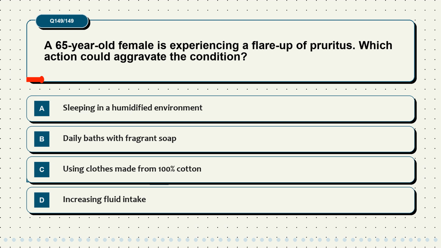Question 149. A 65-year-old female is experiencing a flare-up of pruritus. Which action could aggravate the condition? Here are the options. Option A. Sleeping in a humidified environment. Option B. Daily baths with fragrance soap. Option C. Using clothes made from 100% cotton. Option D. Increasing fluid intake.